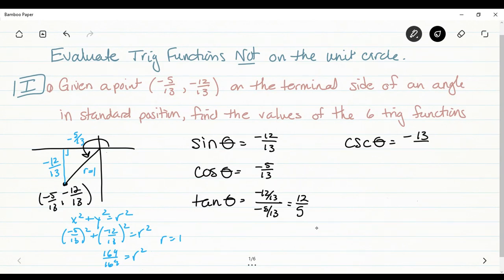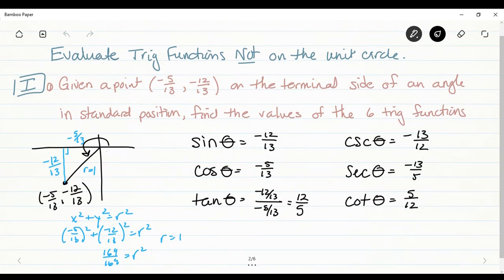To evaluate our reciprocal functions, cosecant theta, we will just take the reciprocal of our sine, which is negative 13 over 12. The reciprocal of cosine is secant, which will give us negative 13 over 5. And the reciprocal for tangent, being cotangent, would then just be positive 5 over 12. Notice in our ratios, sine, cosecant, cosine, and secant are negative, definitely for quadrant 3, and tangent and cotangent are positive for quadrant 3.